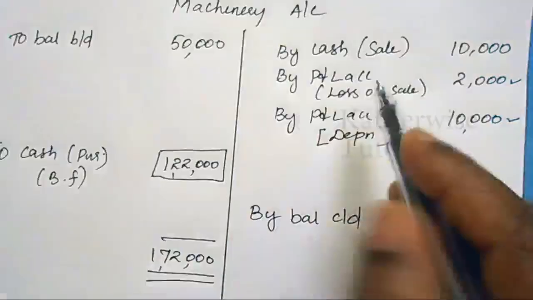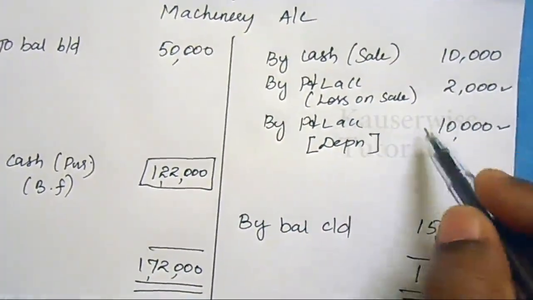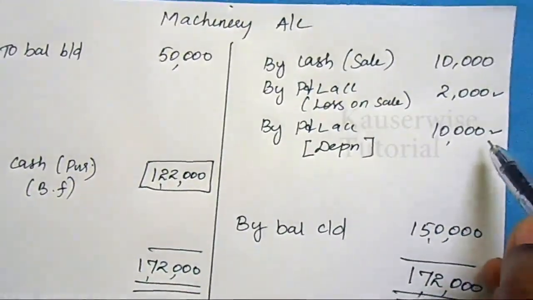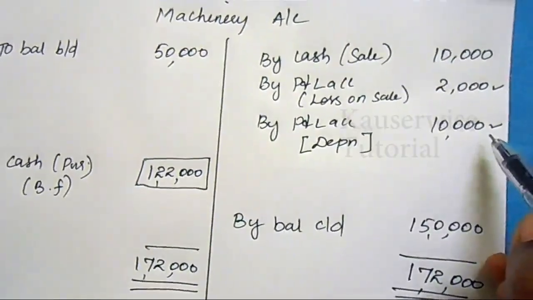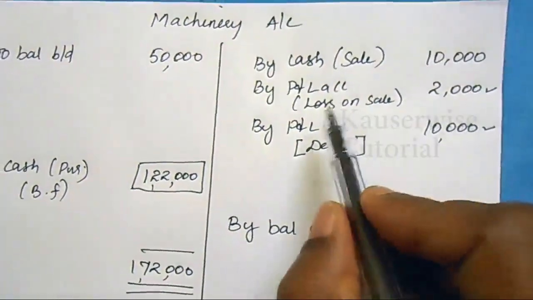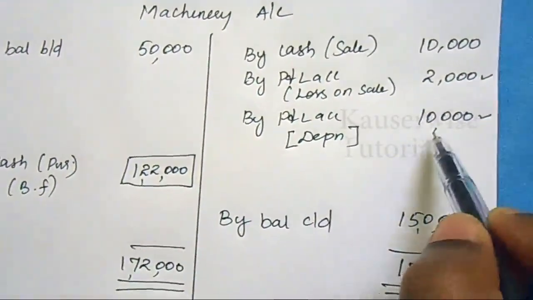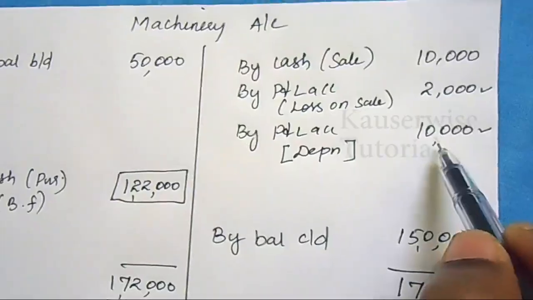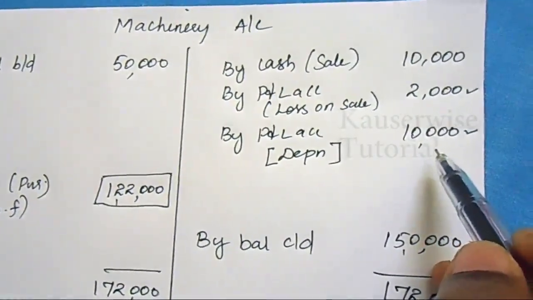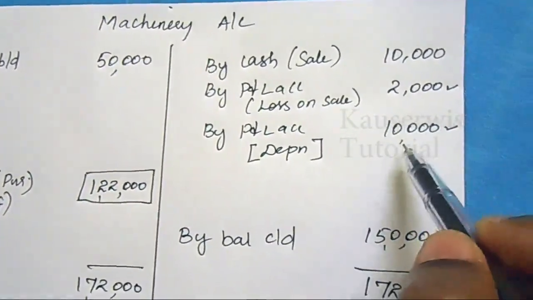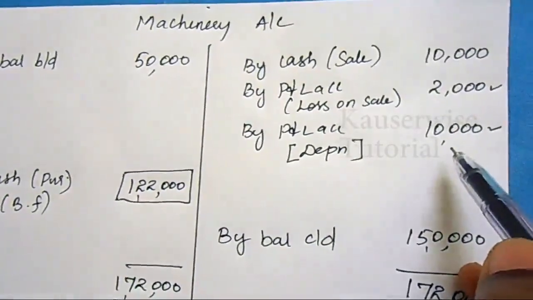And look at this side. The loss on sale of machinery 2,000 and 10,000 depreciation. These two items will be added back along with the net profit while you calculate the fund from operation. Why? Because loss on sale is a non-trading loss, and the depreciation is a paper transaction. That is, these are the two items which are not going to decrease fund from operation. So, these items can be added along with the net profit to find out the fund from operation.